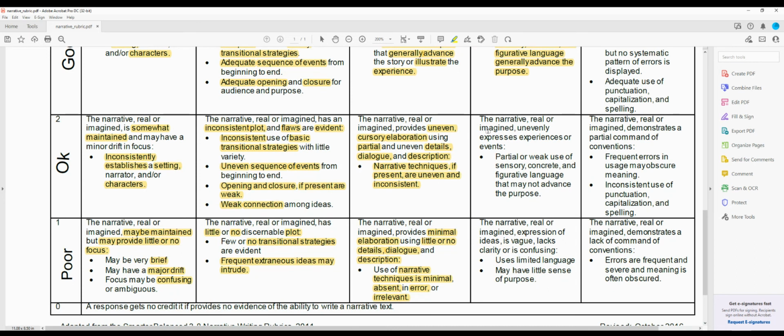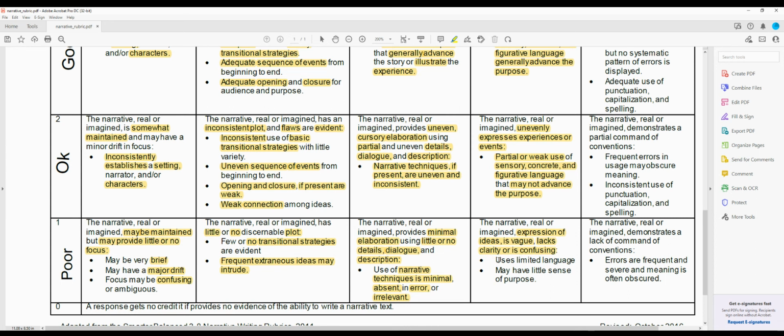The narrative, real or imagined, unevenly expresses experiences or events. So partial or weak use of sensory, concrete, and figurative language may not advance the purpose. So even if you have them, it's not helping your story. You can't just choose words and pick them and stick them in. No. For a poor paper, the narrative, real or imagined, expression of ideas is vague. It lacks clarity or is confusing.